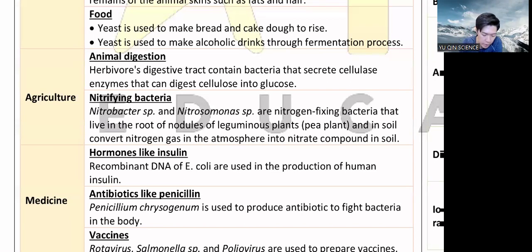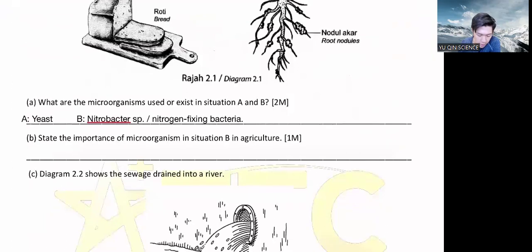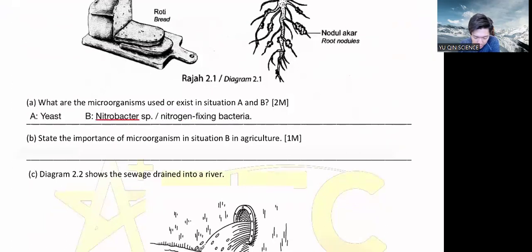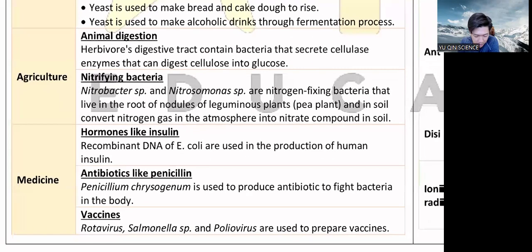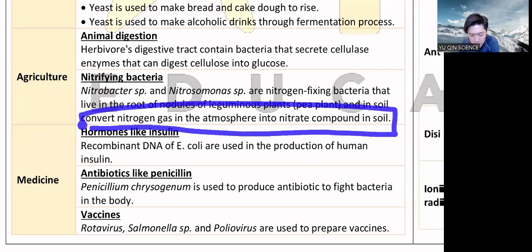Okay, good, good. Okay, like next one, importance of the microorganism in B. That means function of nitrogen fixing bacteria. Like copy answer is here. This one is chapter 2 also. Yeah, chapter 2. Convert nitrogen in compound in soil.